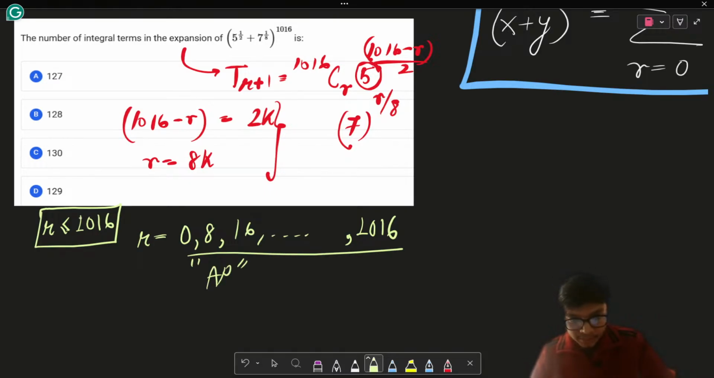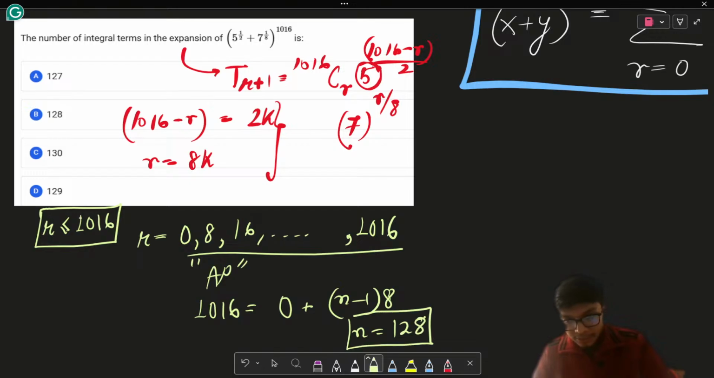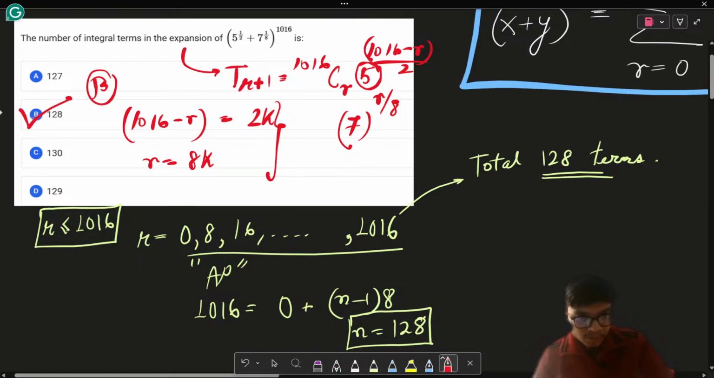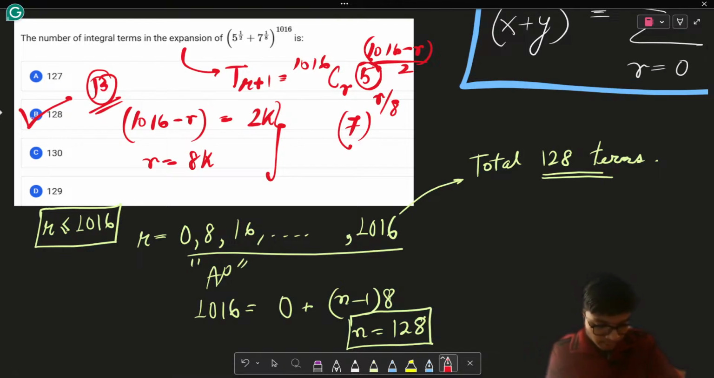To count the number of terms in an AP, the first term is 0, the nth term is 1016, and the common difference is 8. So from here, I get n equal to 128, so the 128th term is 1016. That means there are a total of 128 terms which are integer terms. With this, we have the answer to this question as option B. Is this clear to all of you? Are you all able to get this answer?